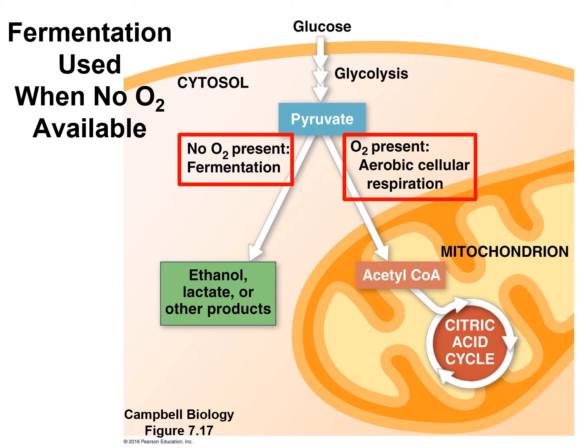So here's just a picture of that. If we do have oxygen present, we'll go ahead and use our mitochondria because we can make a lot more ATP per glucose that way. But if oxygen is not available, we can't use our mitochondria, then we'll do fermentation. We'll just use glycolysis out here in the cytoplasm, and we end up making lactic acid.